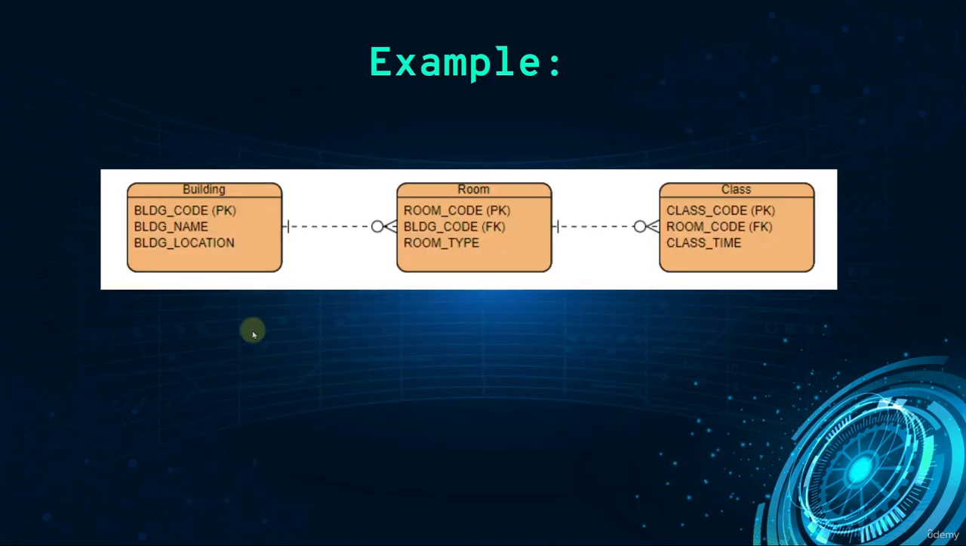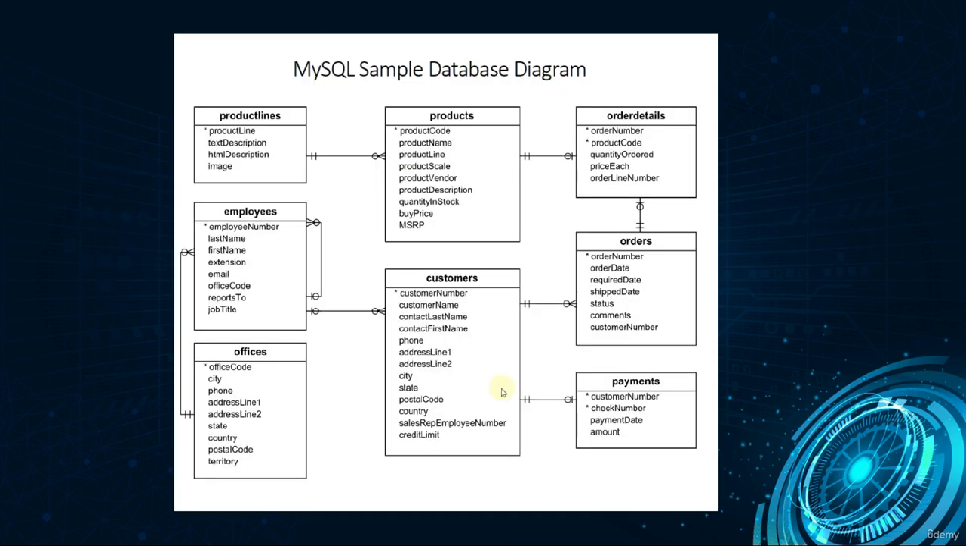Just going back to our example here, we have to remember that a building can have many rooms and each room can have many classes. So this is why this relationship shows a one-to-many relationship. And if we look at our sample Classic Models ER diagram, we have to imagine that each employee can have many customers, but each customer will only have one employee, or a sales rep this would be.